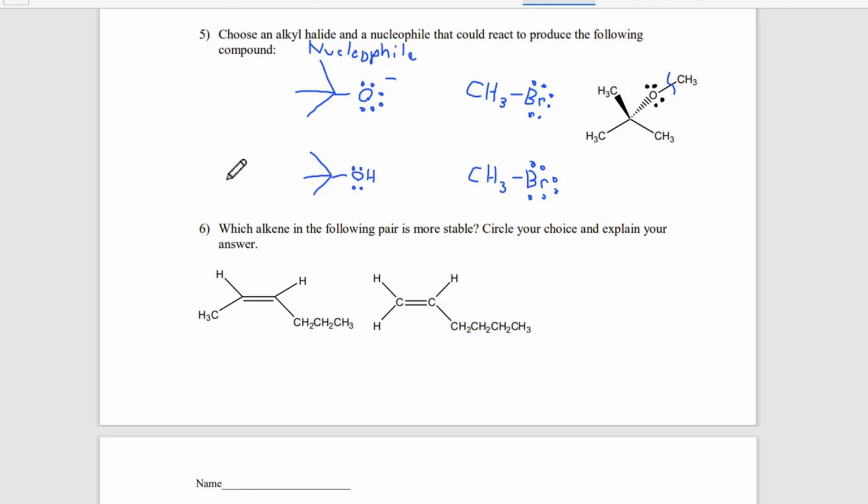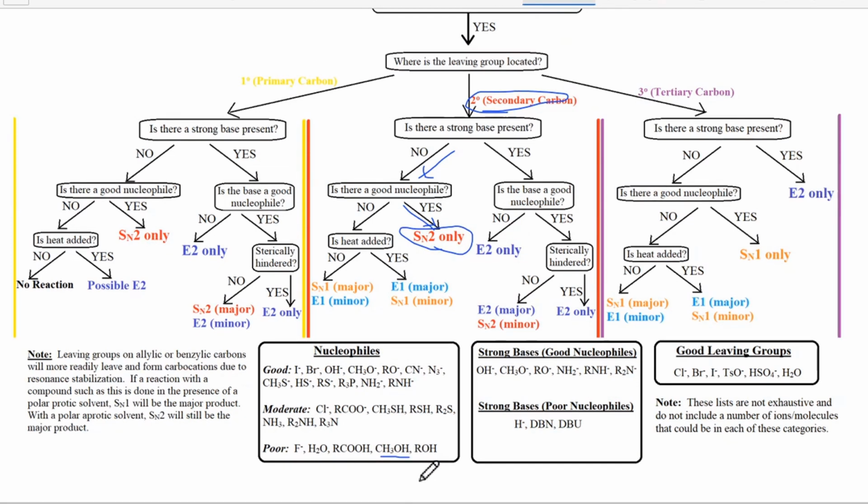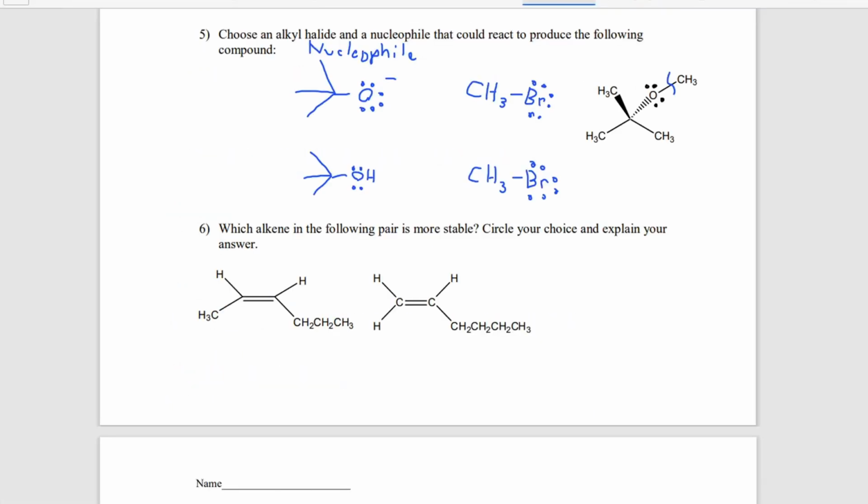Because it has to have a pair of electrons to donate. It does have a pair of electrons to donate, but if you look at the substitution versus elimination flow chart, alcohols, as far as nucleophiles go, tend to be pretty crappy nucleophiles. They will not give you enough of a hit to knock out a leaving group. So yeah, this is not going to really work.